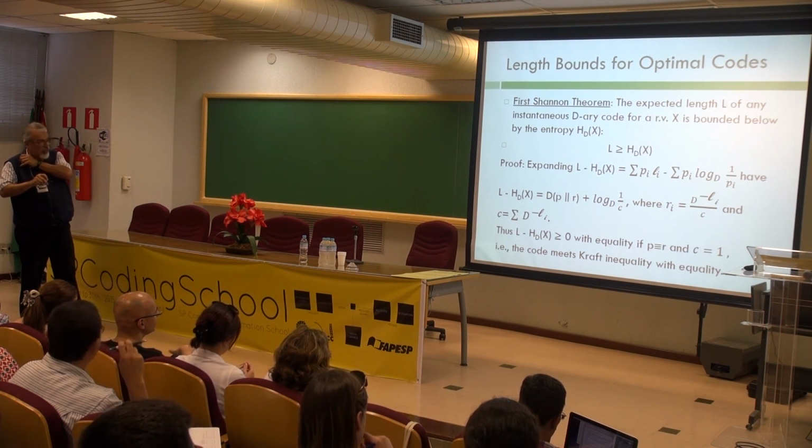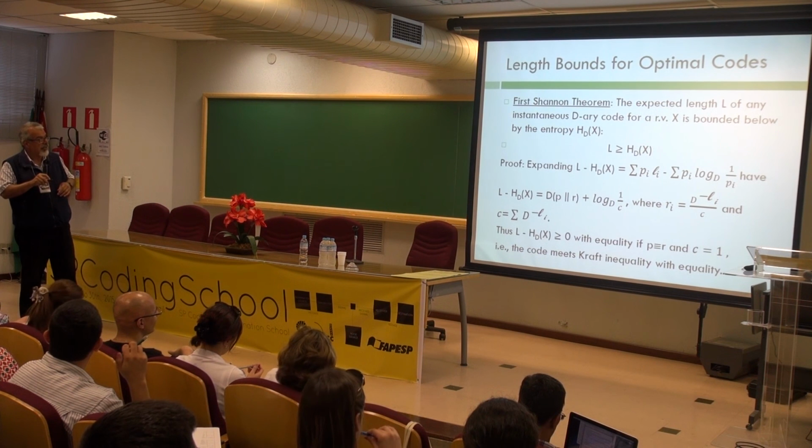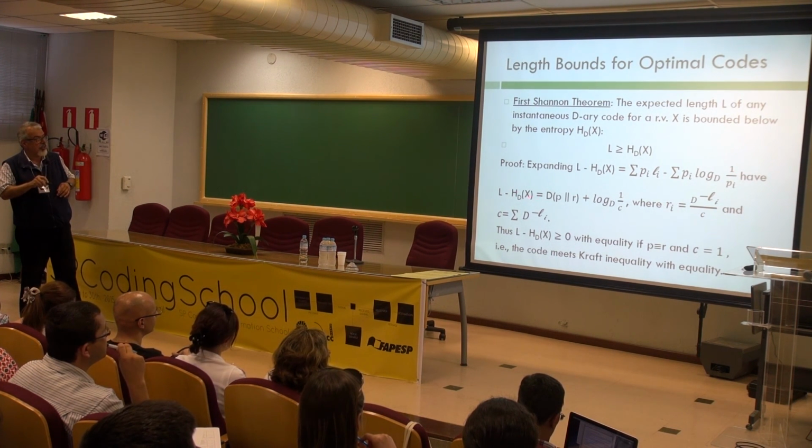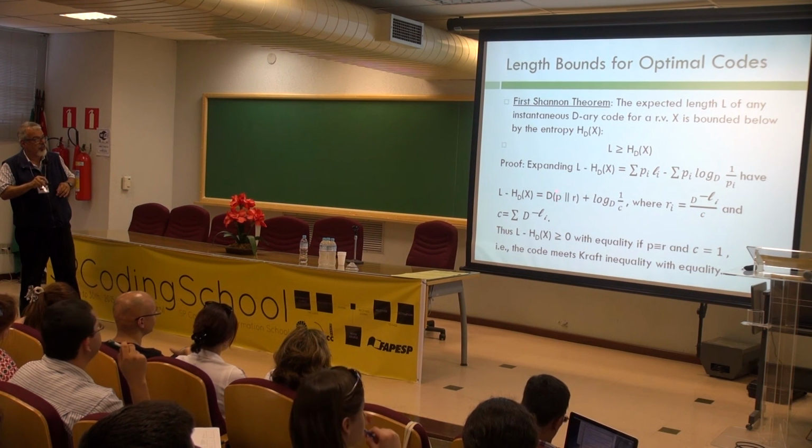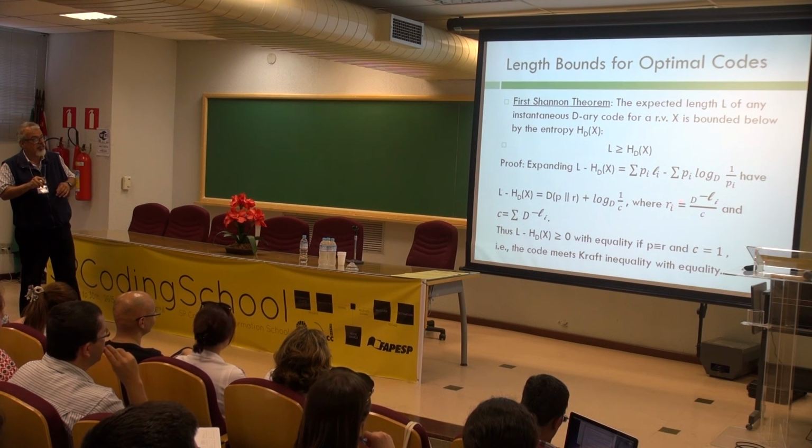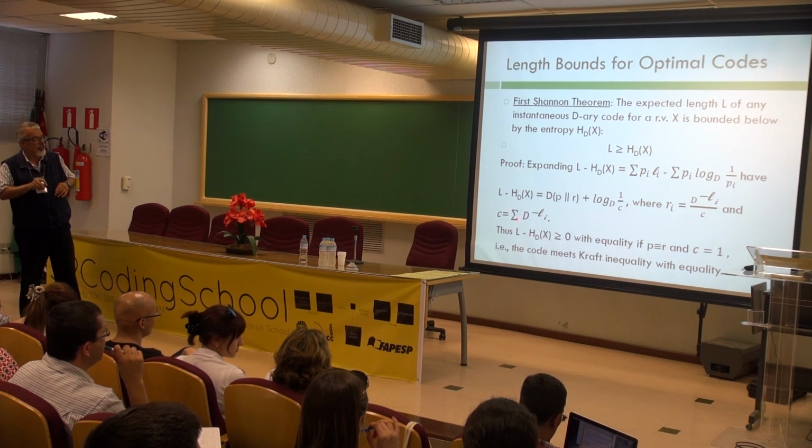And essentially what I have is that this expression, with very simple manipulation, can be expressed as the Kullback-Leibler distance between P and R, where R is going to be this auxiliary distribution here of D to the minus L normalized by C, and C is the sum of the D to the minus L. So that's the sum that's in the Kraft inequality. That has to be less than 1. Okay? So we just take this Ri here, and we can express this in this format.